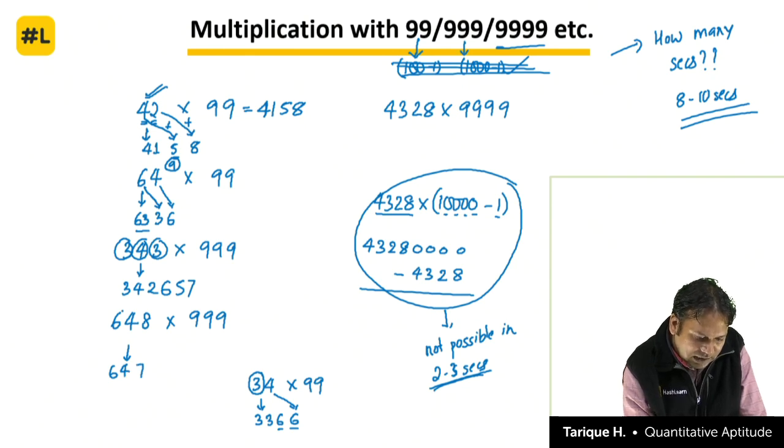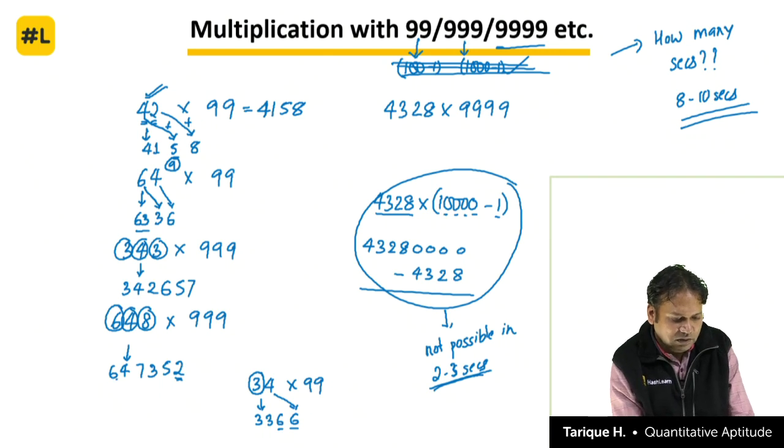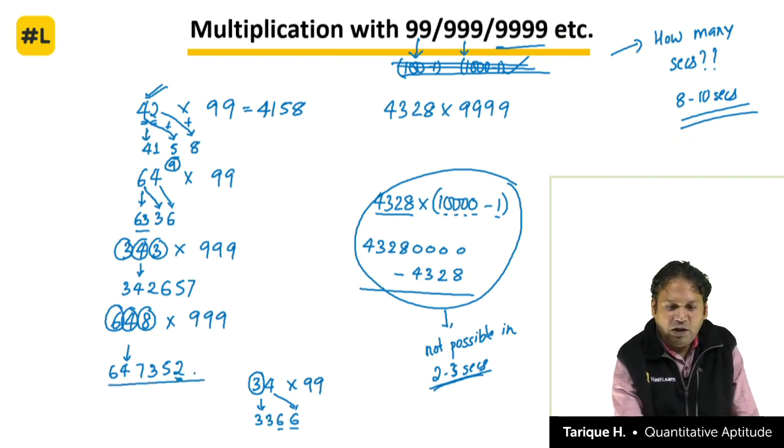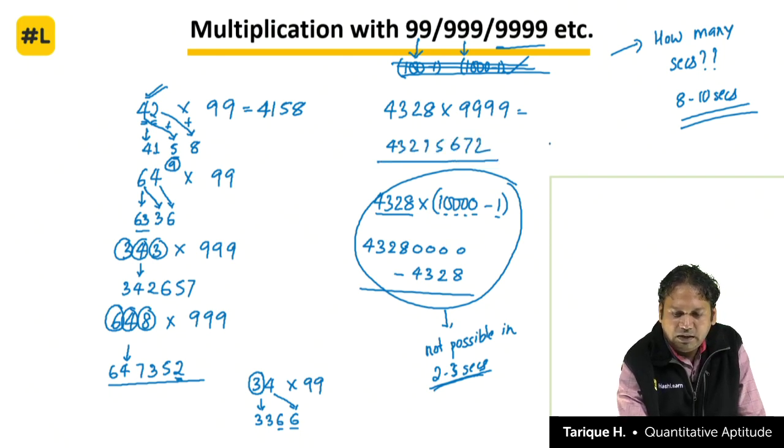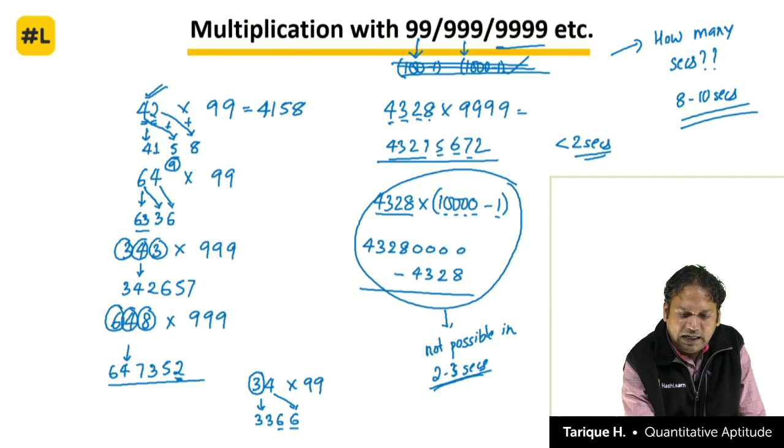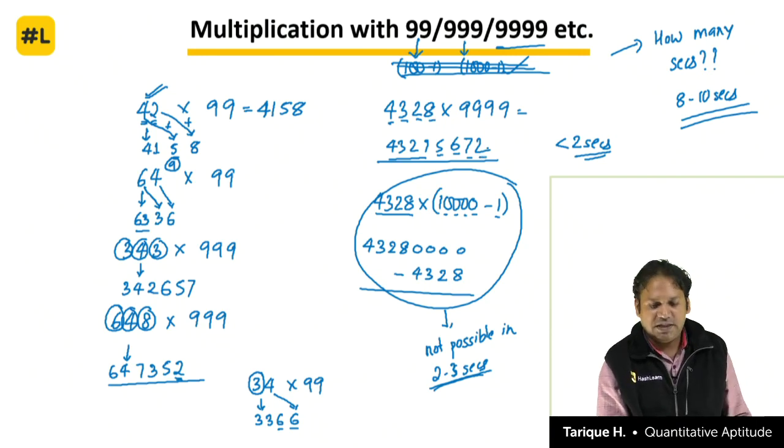648 will become 647, and 6 plus how much is 9? 3. 4 plus how much is 9? 5. And 8 plus how much is 10? 2. See, last number always adds up to 10. So 647352. Now if I have to solve this question here, 4327567, it will take less than 2 seconds for me. See, 4327, 4 plus 5 is 9, 3 plus 6 is 9, 2 plus 7 is 9 and last number adds up to 10. 8 plus 2 is 10.